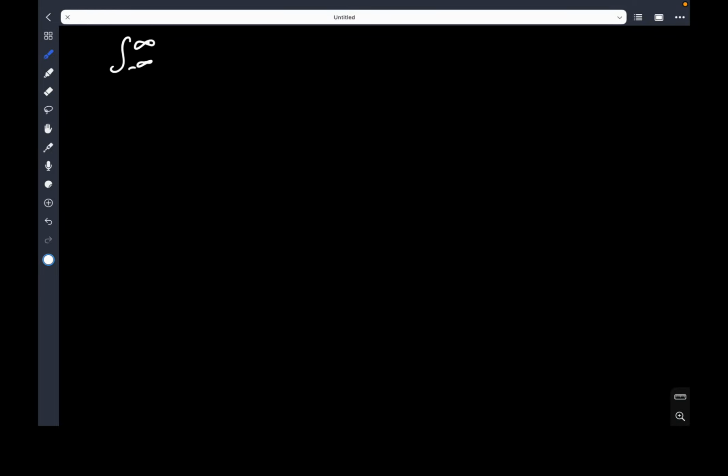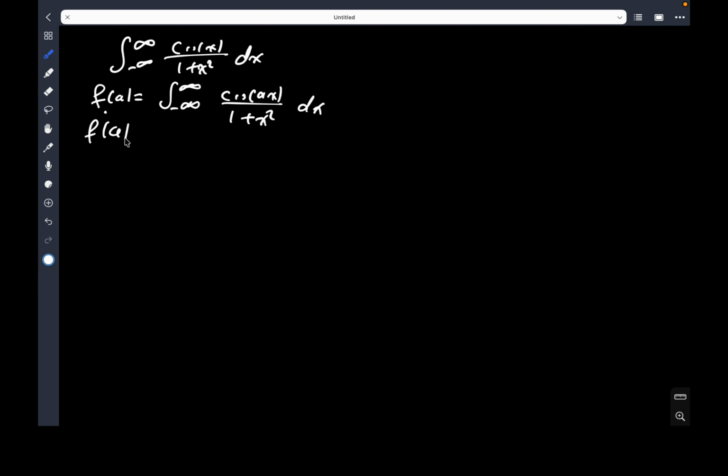In this video, we're going to see how we should solve the integral from negative infinity to infinity of cosine x divided by 1 plus x squared dx. Here I'm going to use the Feynman technique, and I'm going to define f of a to be the integral from negative infinity to infinity of cosine ax divided by 1 plus x squared dx.